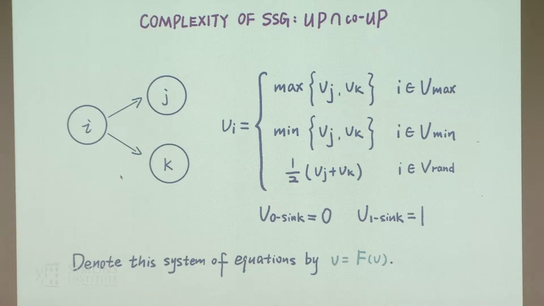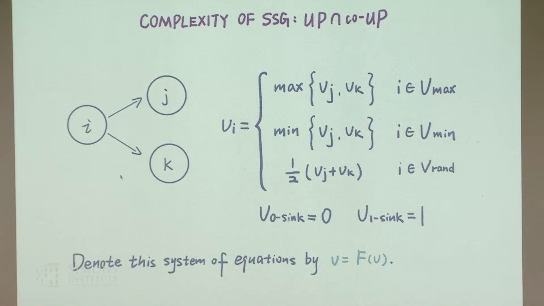In fact, we have a better complexity upper bound for simple stochastic games, which is UP intersect co-UP. Here, UP stands for NP, but with a further promise that the certificate is guaranteed to be unique. So to show a problem is in UP, you have to have a non-deterministic Turing machine where you have only one branch that accepts the string.